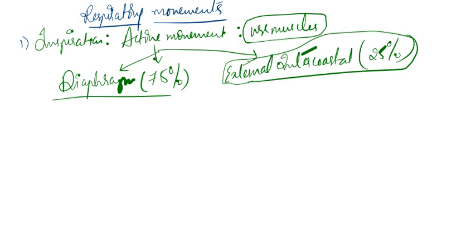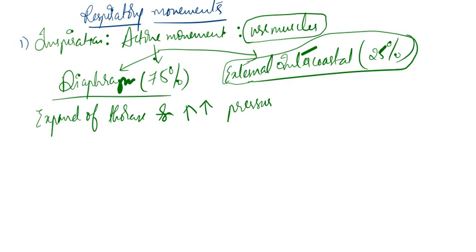Now, what happens when inspiration occurs? There is expansion of the thorax associated with a change in pressure of the lungs. Increase in pressure of lungs. You understand? Increase in pressure of lungs.